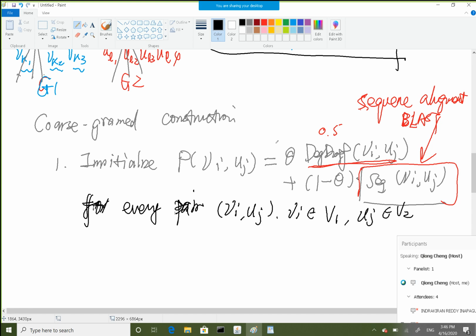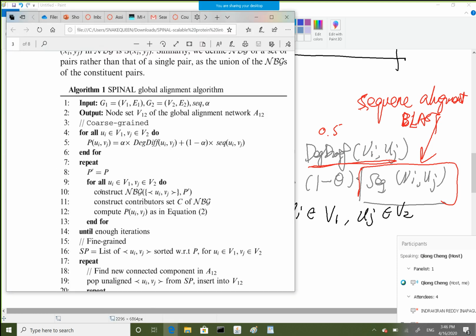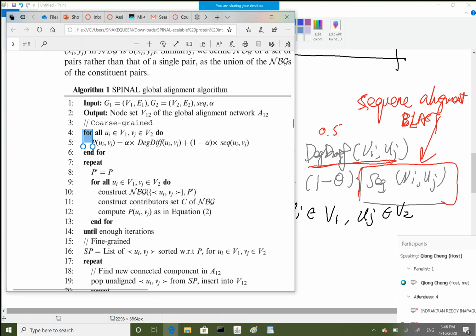So this is the first step. This corresponds to the statement here, lines 4 to 6. Corresponding to this one, this statement.